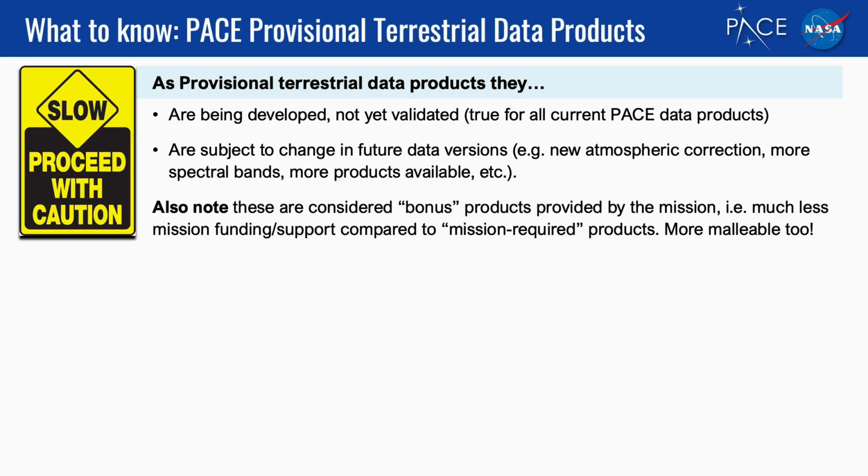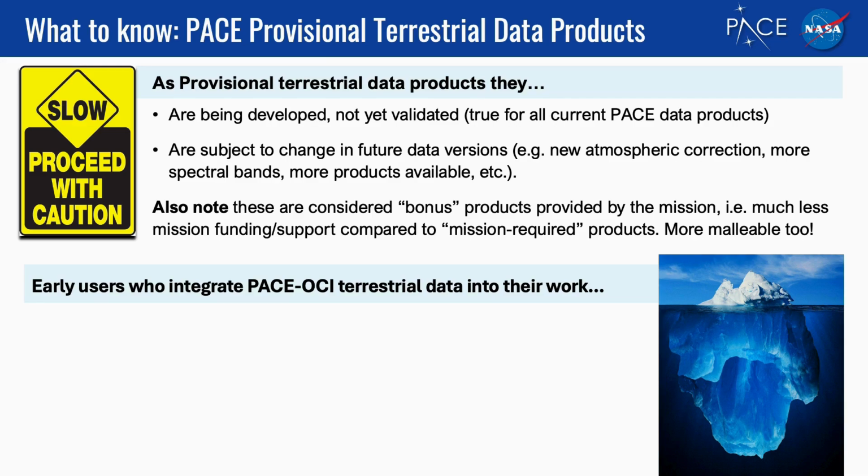These are bonus products provided by the mission, which from a NASA standpoint is very important to differentiate from a mission required product. That basically means to you practically as a user that with less mission funding and support, it might be slower for some of the data products to evolve. It also could mean that they're more malleable as well, that they're not set in stone, that perhaps this user group might help guide what the future versions of these products look like.